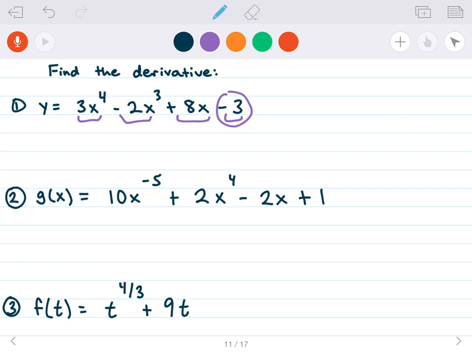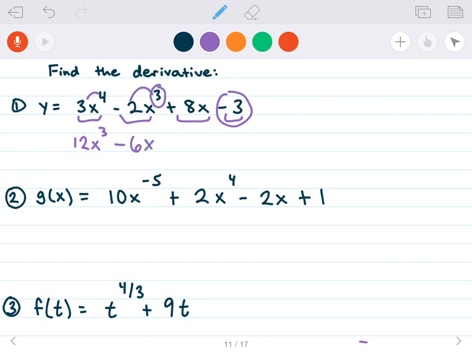All right, so let's go term by term. First, 3x to the 4th. Again, using the power rule, 3 times 4 is 12 in the front, and x to the 4 minus 1 is 3. Okay, here we go again. 2 times negative 3 is going to give me negative 6 in the front.